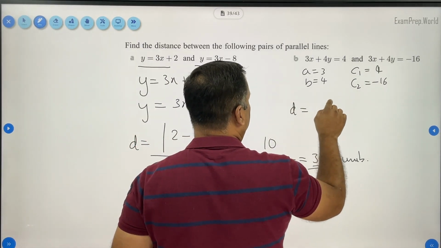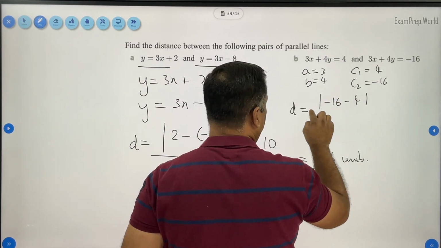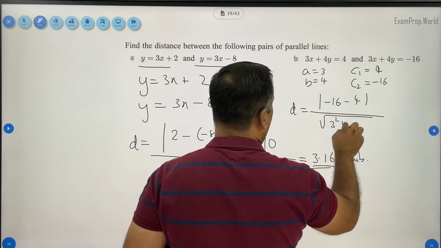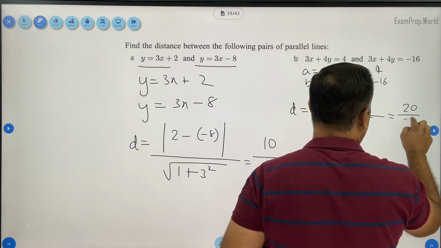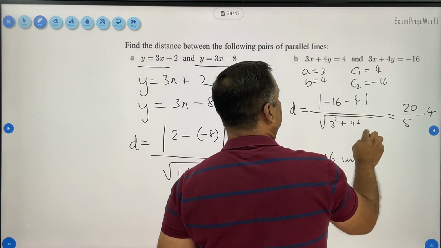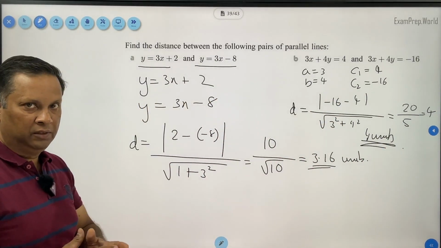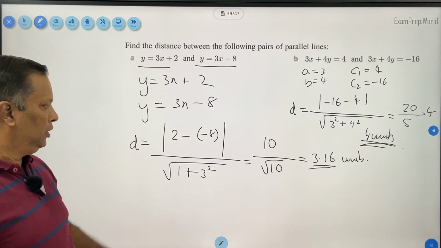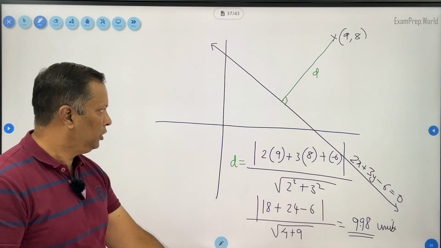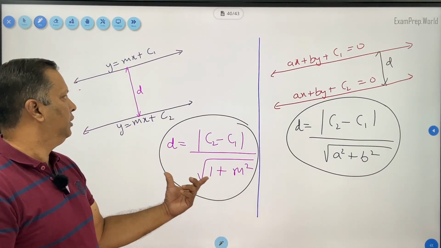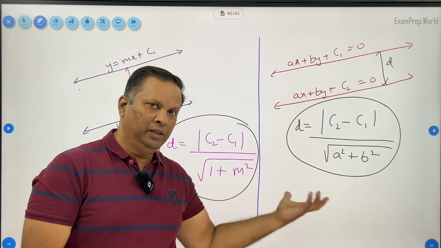d equals mod of -16 minus 4, divided by root of 3 squared plus 4 squared. So this is 20, mod of 20 is also 20, and 20 divided by 5 is 4 units. That's the answer. The distance between those two lines is 4 units. We just applied the formula. Which formulas? These formulas. When the equation is given in this form, use this one, otherwise the normal form. Very simple.